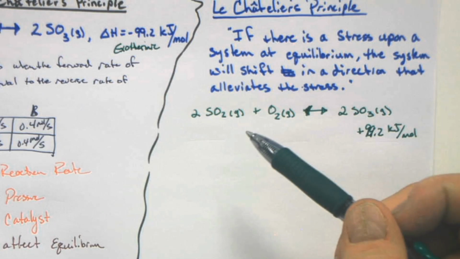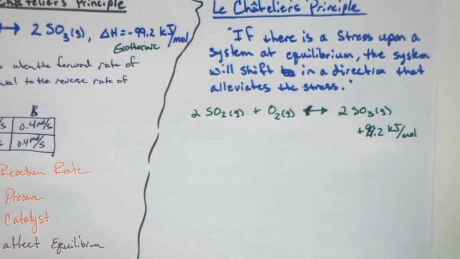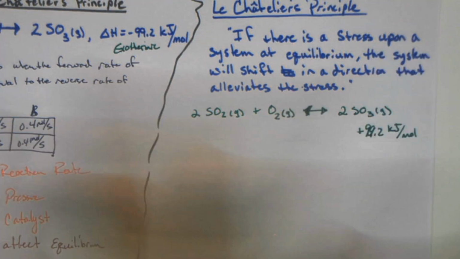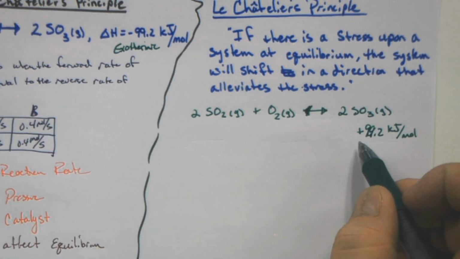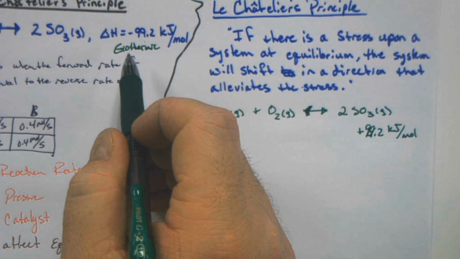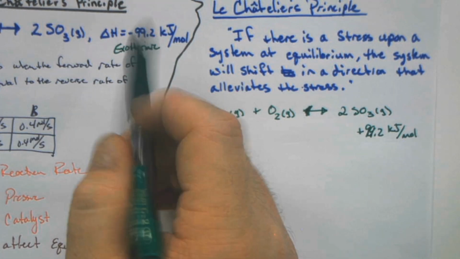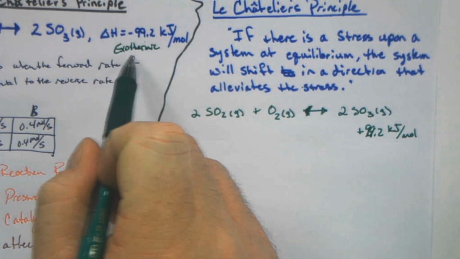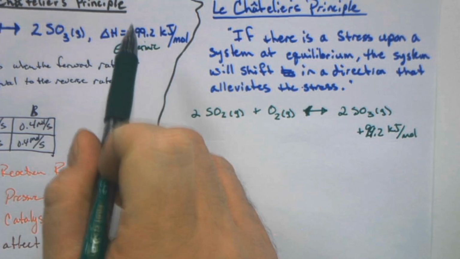Joseph? I thought the 99.2 kilojoules was negative. It is, but notice I didn't write delta H here. Oh, okay. Okay, so here's the idea. This is an exothermic reaction. We've determined this is an exothermic reaction.